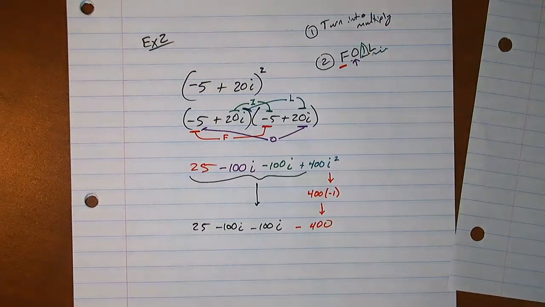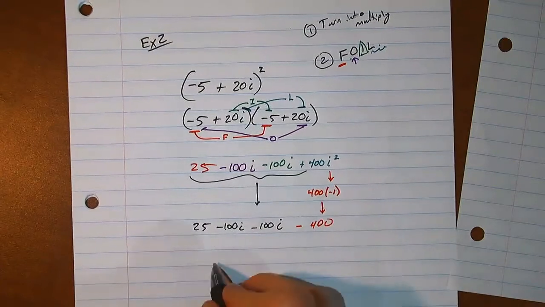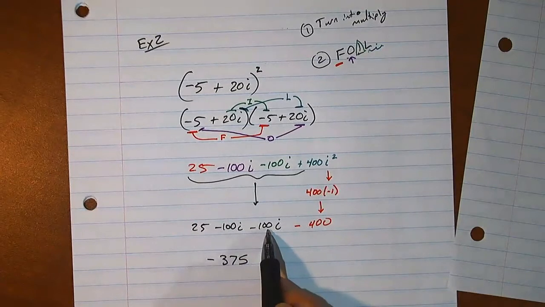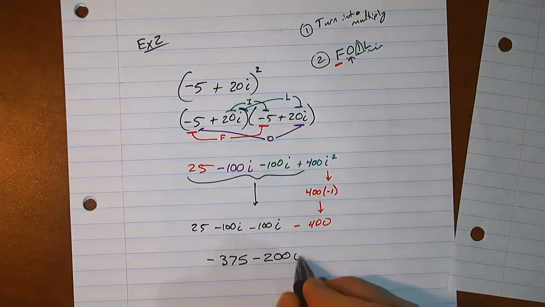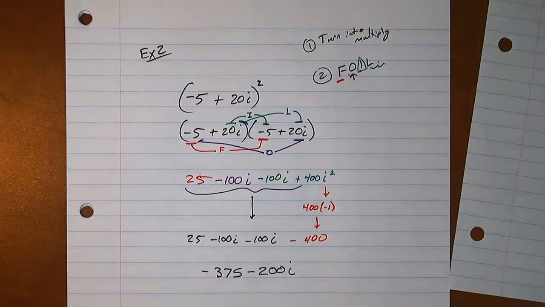To finish, I'm going to combine together my like terms. Positive 25 and -400 are going to be a -375. And a -100i and a -100i will combine together to be a -200i. And there is my answer. Okay, so this is a second example using FOIL instead of double distribute.